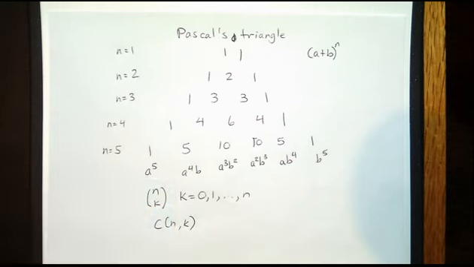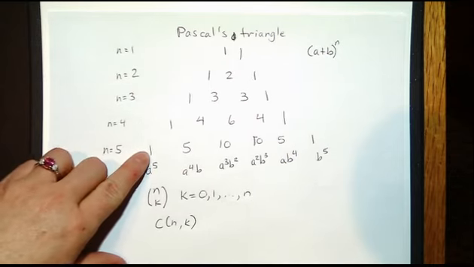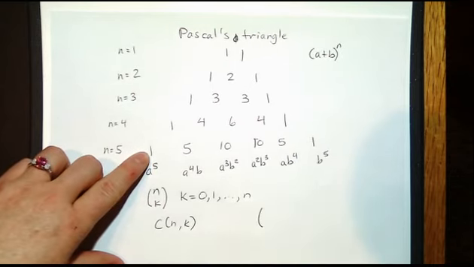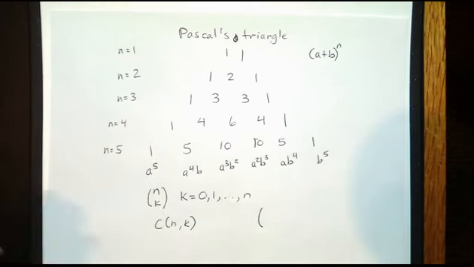So n is the number of things you're choosing from, k is the number of things you're choosing. When you write it this way, you're assuming that order doesn't matter. That's combinations. So let's look at that. So this first number is, n is the number of things I'm choosing from.